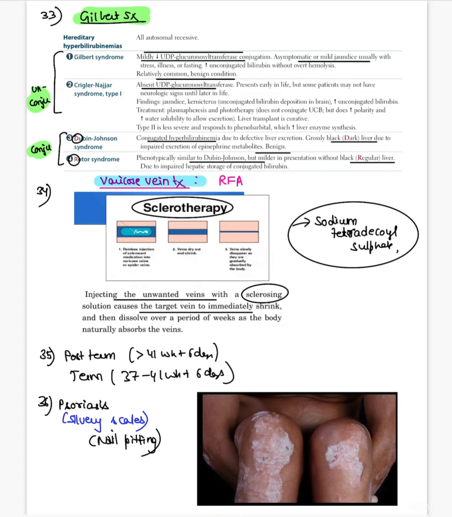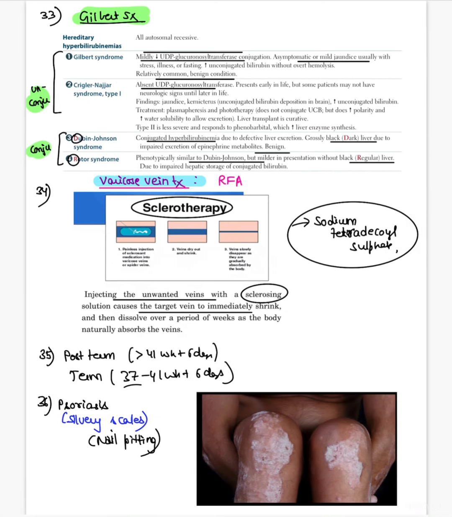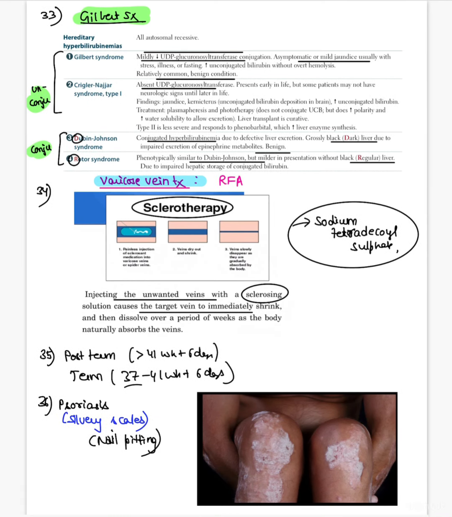baby. Postterm means pregnancy. If you see, term is 37 weeks to 41 weeks plus 6 days. Be very sure, these are the lines, you cannot miss them. Postterm means it's more than 42 weeks, no confusion here. Now coming on to the next one.